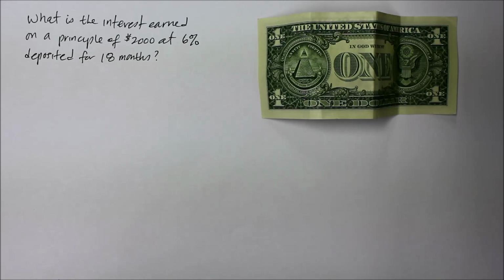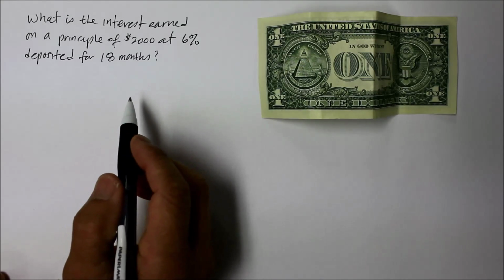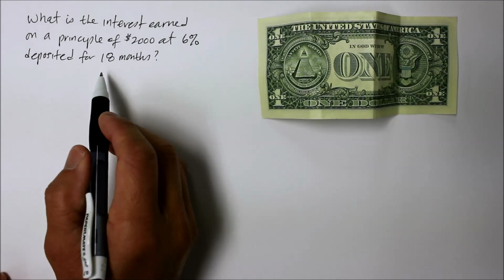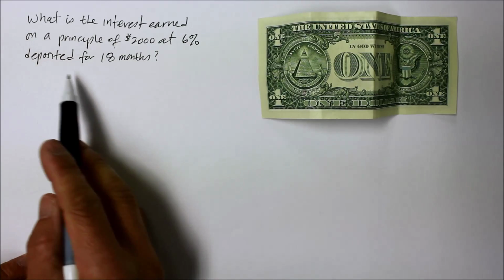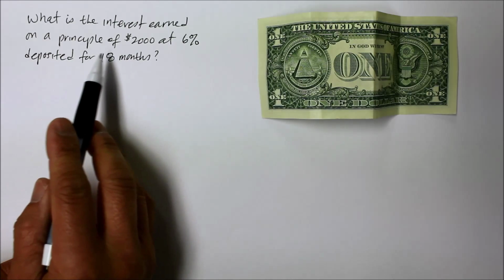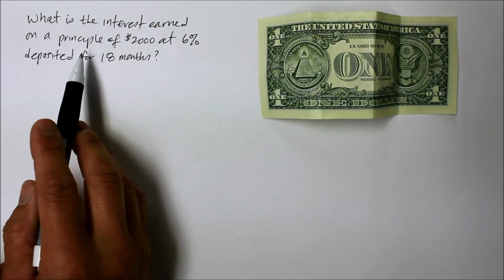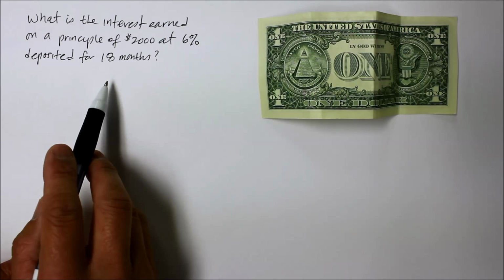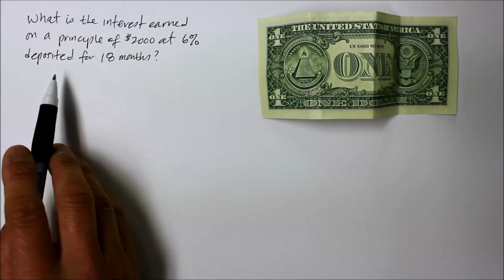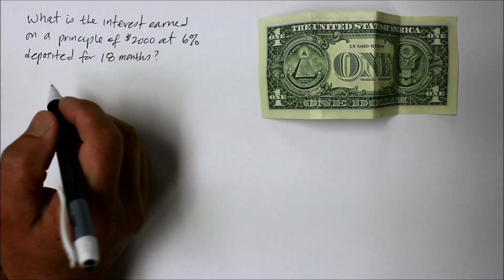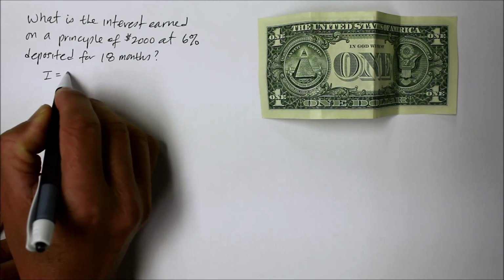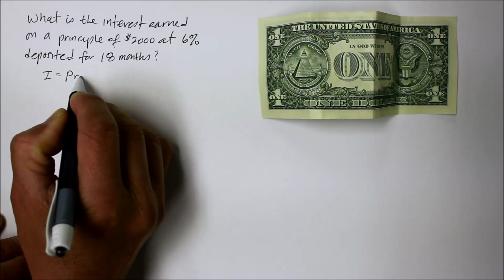Hi, this instructional video is about compound interest. Now there is already an instructional video labeled under 304 simple interest, and we're going to base it off on that one. For this example, what is the interest earned on a principal of $2,000 at 6% that's deposited for 18 months? From the previous instructional video, I equals P times R times T.